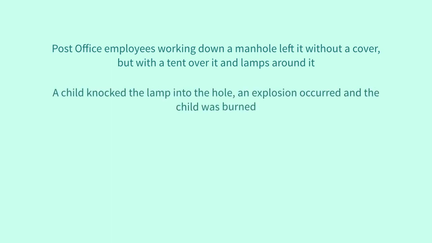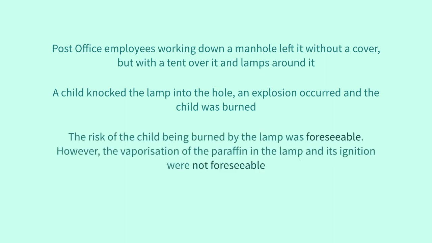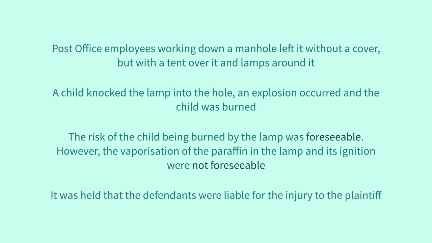A child picked up a lamp and went into the tent. He tripped over the lamp, knocking it into the hole. An explosion occurred and the child was burned. The risk of the child being burned by the lamp was foreseeable. However, the vaporization of the paraffin in the lamp and its ignition were not foreseeable. It was held that the defendants were liable for the injury to the plaintiff. It was foreseeable that the child might be burned, and it was immaterial that neither the extent of his injury nor the precise chain of events leading to it was foreseeable.